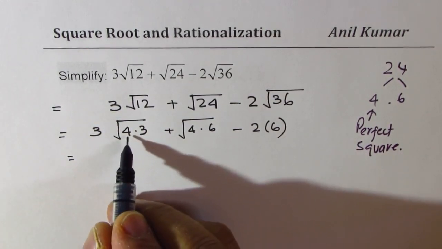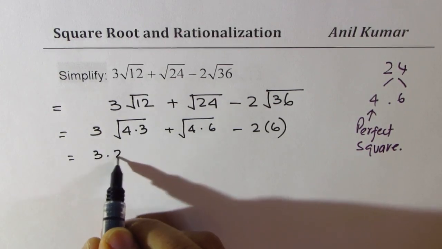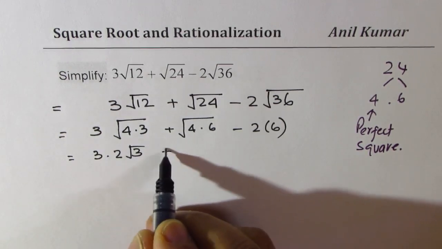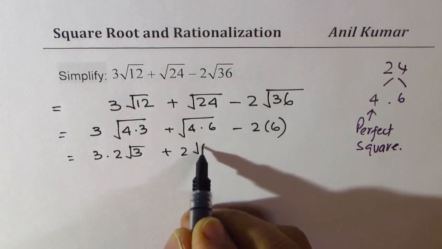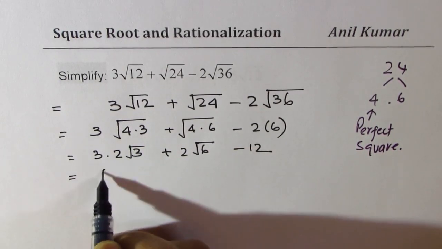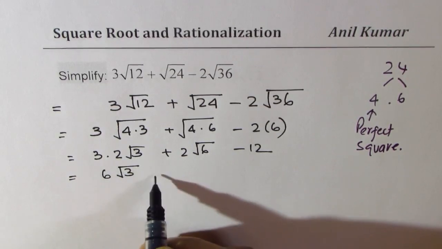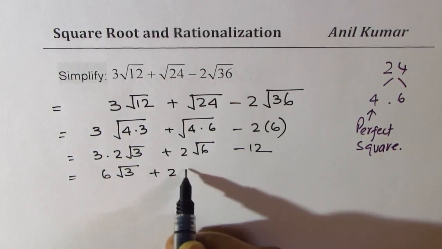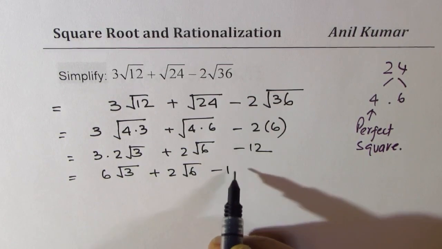Now square root of 4 is 2. So it becomes 3 times 2 square root of 3. And here again we get 2 square root of 6. And then here we have minus 12. Now we have 6 square root of 3 plus 2 square root of 6 minus 12.